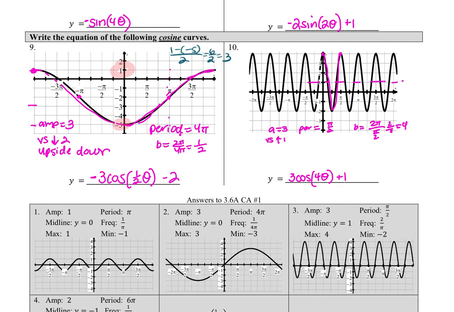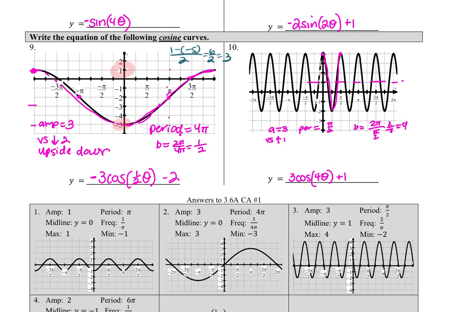Do you say your midline is always the outside? What do you mean? Like their midline is -2. Their midline's 1. What do you mean the outside? Like what you're adding or subtracting. Yeah, it's the vertical shift. Your midline is your vertical shift and vice versa. Vertical shift is your midline.